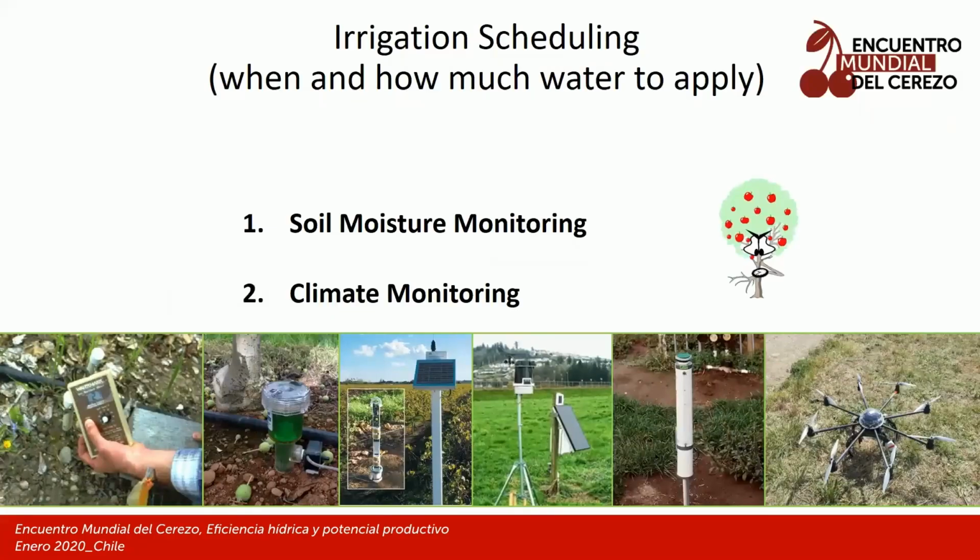Irrigation scheduling tells us when and how much water to apply. I will discuss two methods. The first is based on soil moisture monitoring, and the second on weather data or climate monitoring. The main focus of this talk will be on soil monitoring, as requested by the organizers of this meeting.